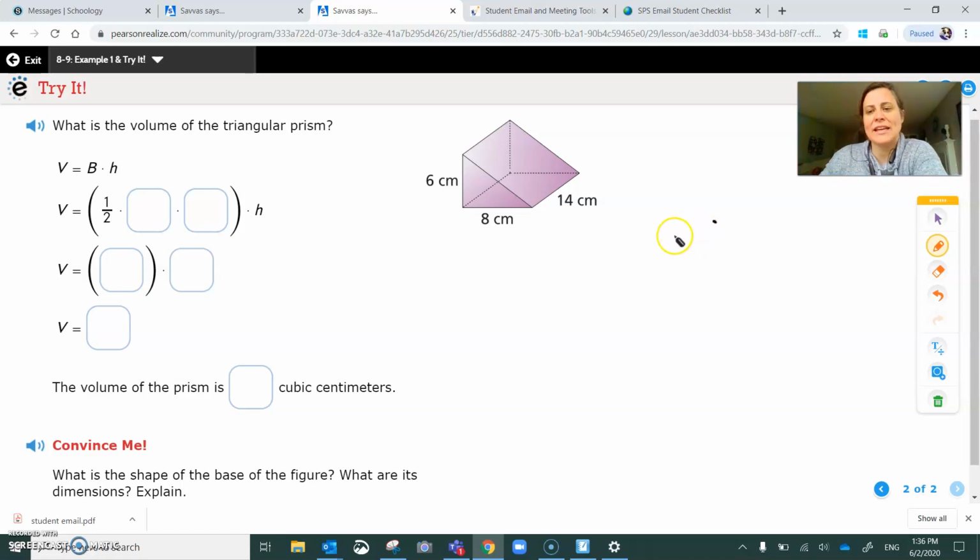This is a triangular prism. Prism means the base and the lid match each other, and triangular means that the shape of the base and the lid are triangles. So that's where they come up with triangular prism. The formula for the volume of a prism is basically the area of the base times the height of the prism.